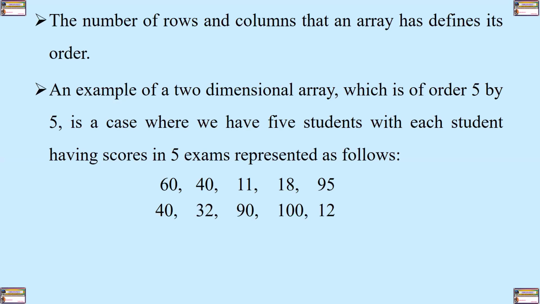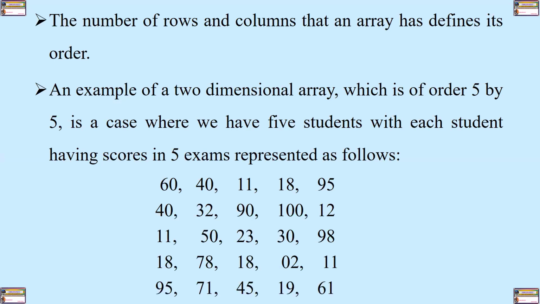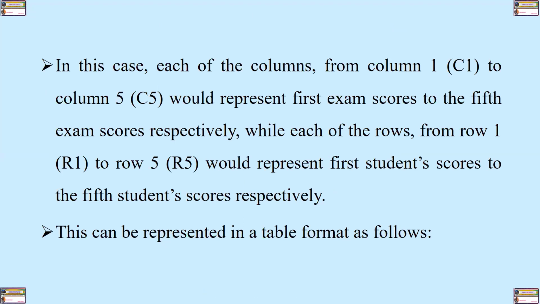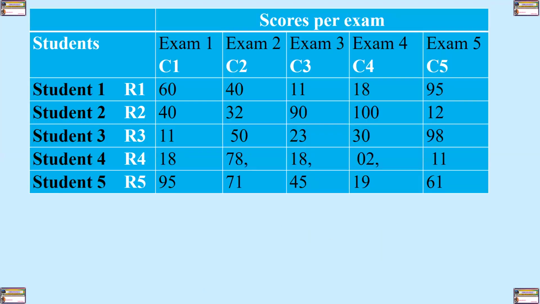Then second student in 5 exams. Third student in 5 exams. Fourth student, but 5 exams. And fifth student in 5 exams. However, note, we are only going to store numbers. We are not interested with the names, whose these marks belong to, neither are we interested in the name of the subjects or exams. So we can represent this data in table format like this. This is purely for our identification purposes. Otherwise, if we are storing this data, we are only going to pick the numbers.